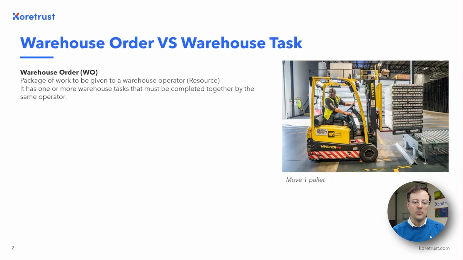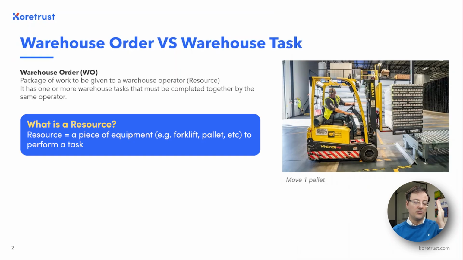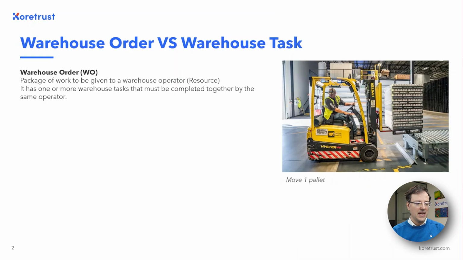And specifically, the operator will be using a resource. So technically, and this is the first difference, it's very important to know that the operator itself usually has an SAP user. So the SAP user is one-to-one connected to an operator. But an operator can use a forklift, can use a transpallet, can use another equipment to perform activities. That equipment that is allowing the operator to complete tasks is called a resource. So in this case, the forklift is the resource. And the warehouse order then is the package of work to be given to a warehouse operator and his resource.